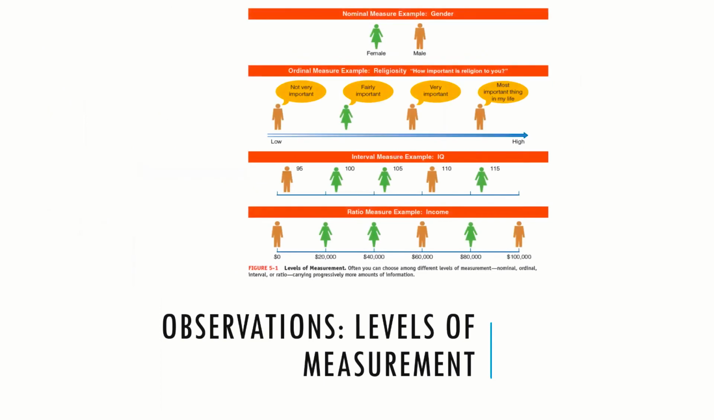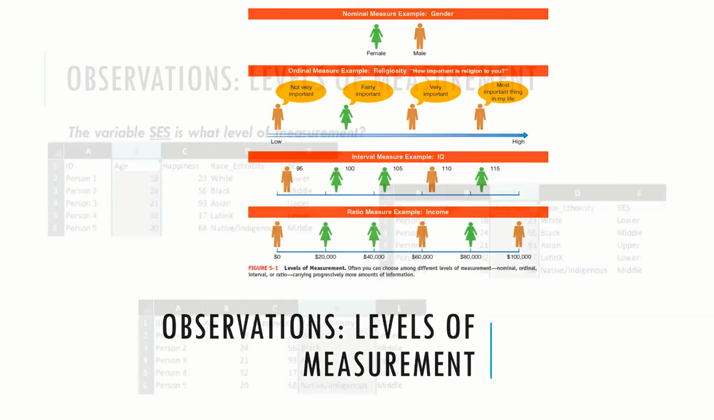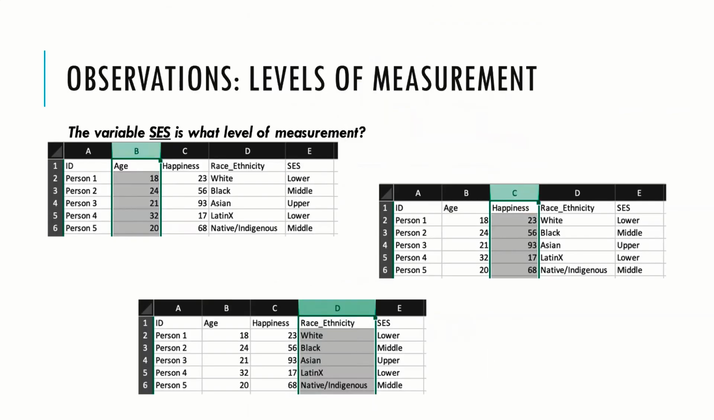Here's an example from an older textbook. Gender should be sex, not gender. Religiosity, right? It's not that important versus it's the most important thing in my life. IQ is interval, and then ratio is income, 0 to 100,000. What level of measurement is the SES variable? What about age here? What about race, ethnicity?